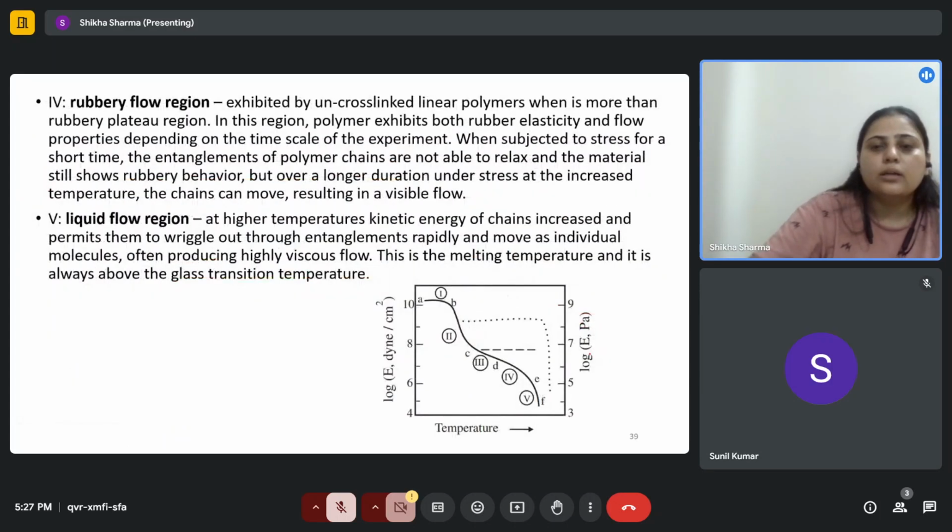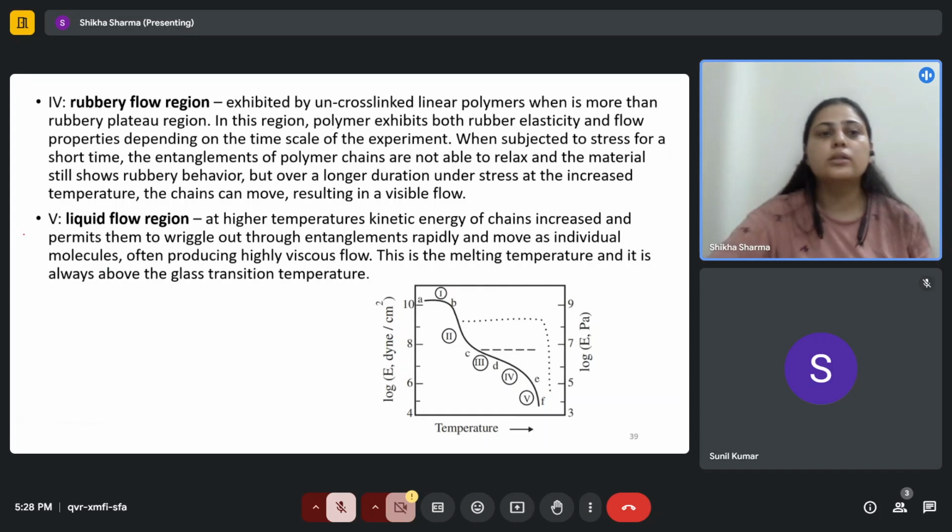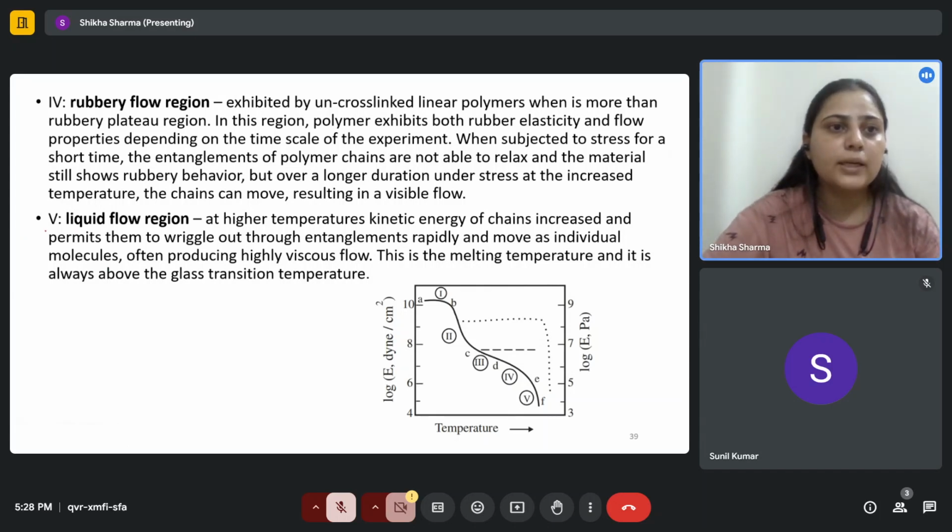Then the 4th region, D to E, is the rubbery flow region, where the polymer exhibits non-cross-linked linear polymeric chains moving more than in the rubbery plateau region.